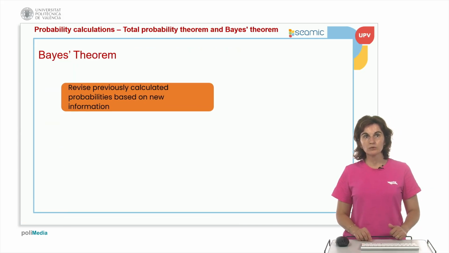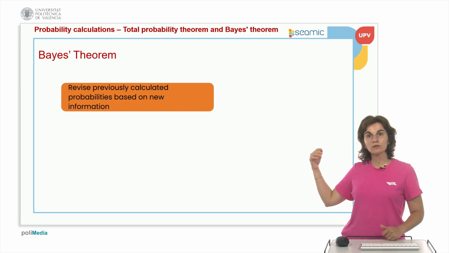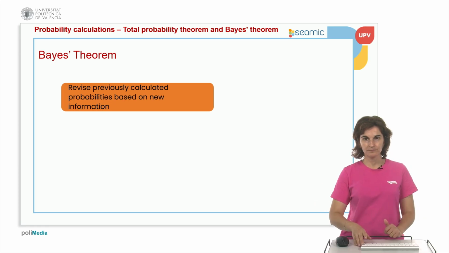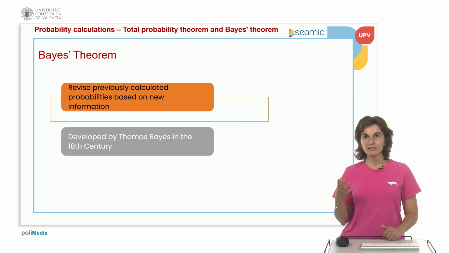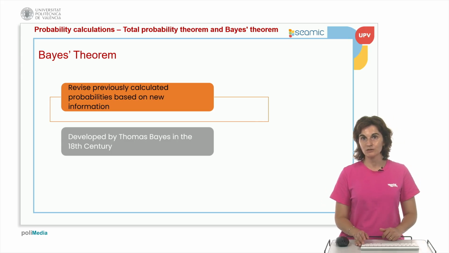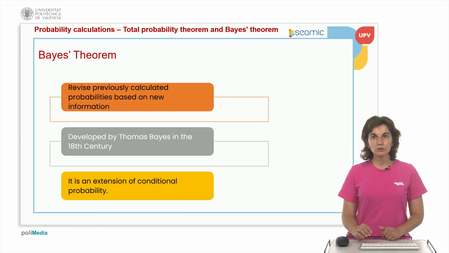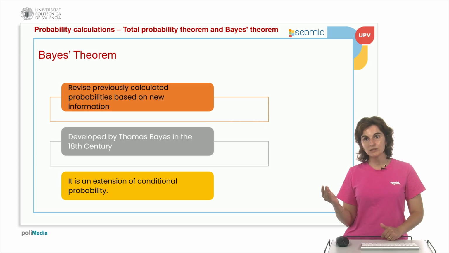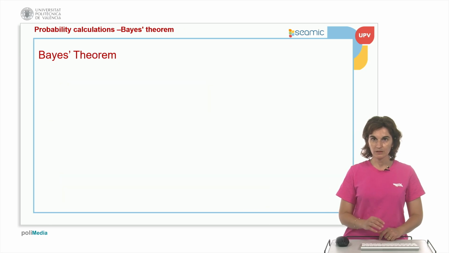Here we will learn how to revise some previously calculated probabilities but working with new information. And these ideas were developed by Thomas Bayes in the 18th century, so it's not a recent idea. And we will use conditional probability, which is a concept we defined before.